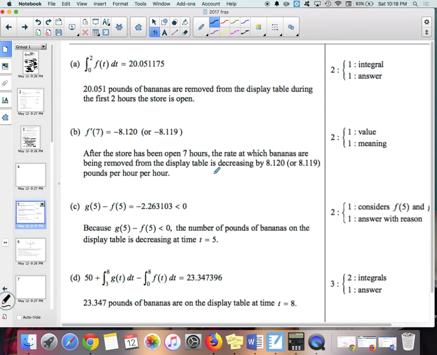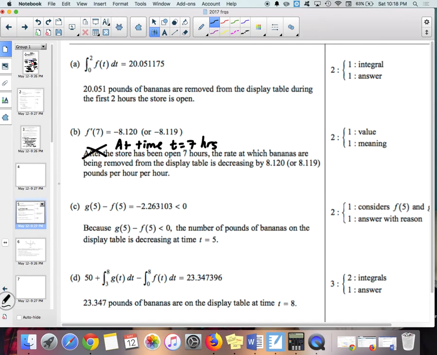The graders actually said that this was not right. It needed to say at time t equals 7 hours, not after that, because there was a little bit of an argument about it. They were disagreeing about saying, well, what if it was at 7.5? So they're very, very picky, as I've told you before.